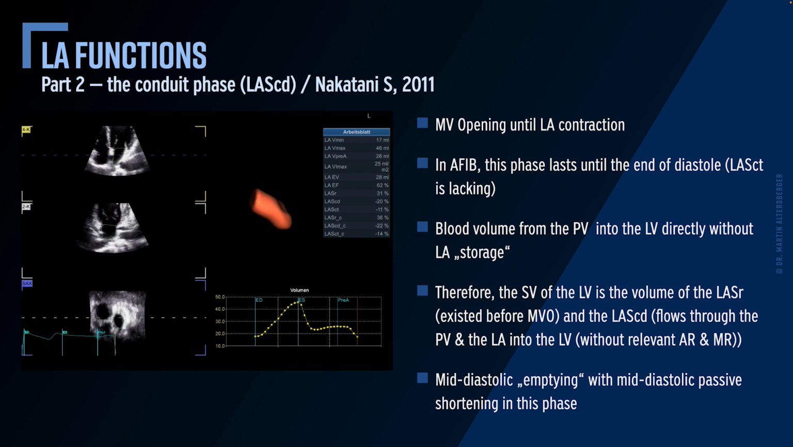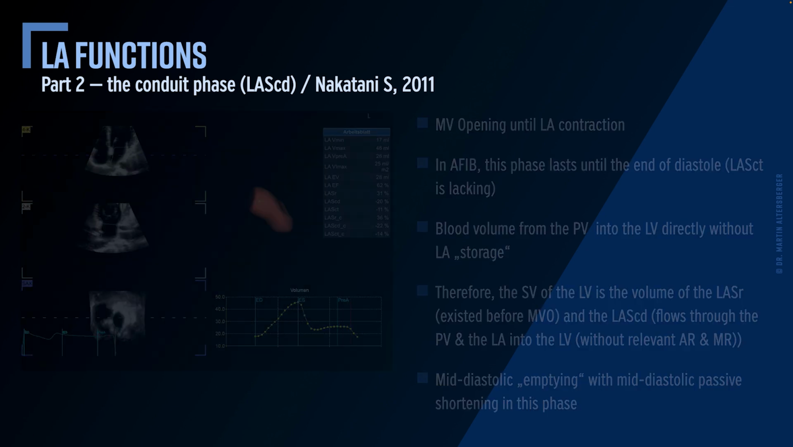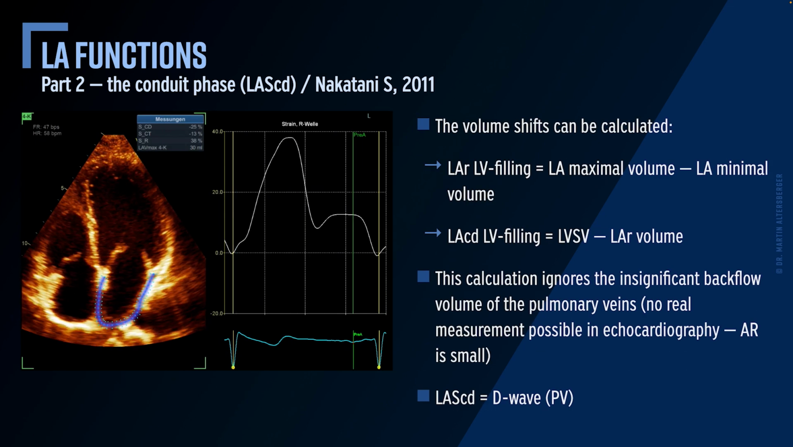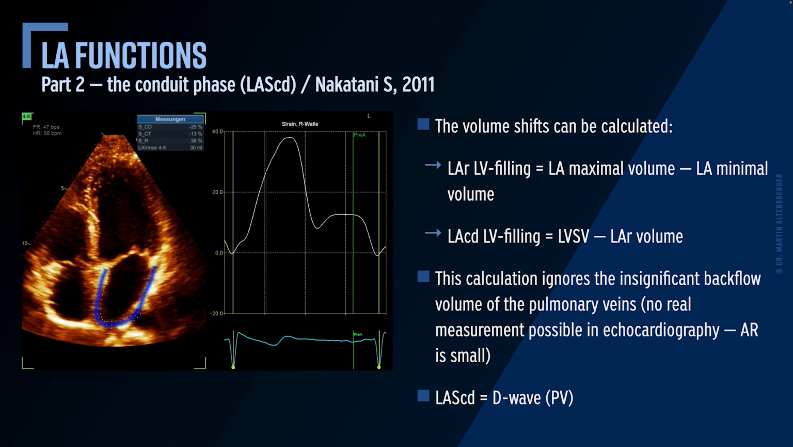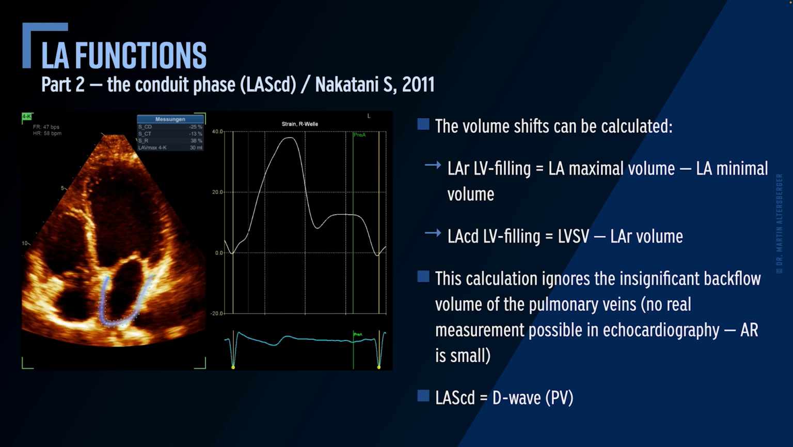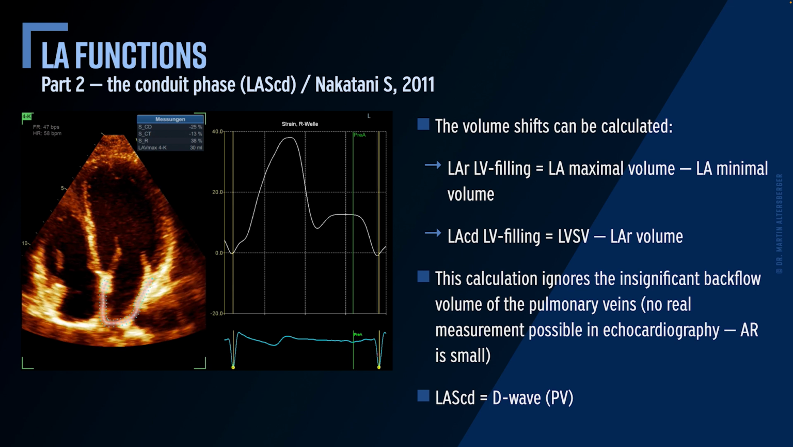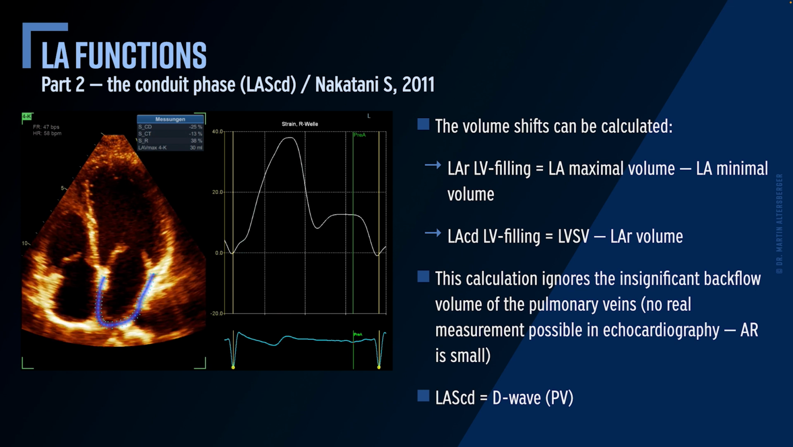This mid-diastolic emptying with this mid-diastolic passive shortening of the left atrium occurs in this phase. The volume shift can also be calculated. So the left atrial reservoir, left ventricular filling, is the LA maximal volume minus the LA minimal volume. The left atrial conduit, left ventricular filling, is the left ventricular systolic volume minus the left atrial reservoir volume.